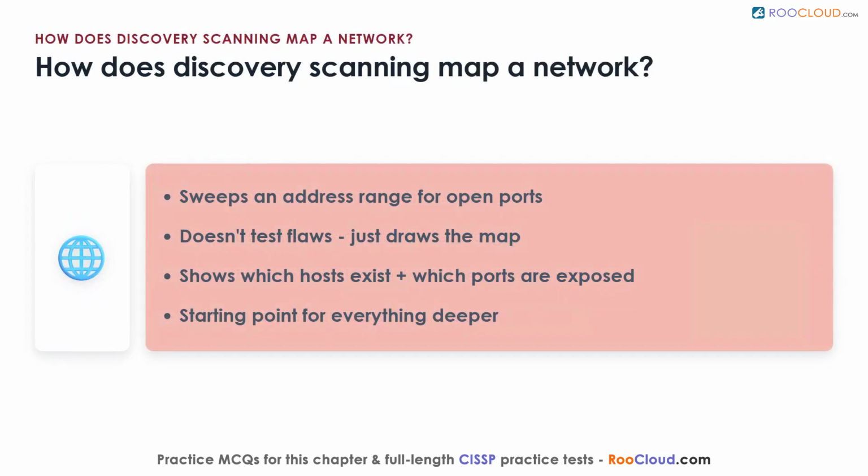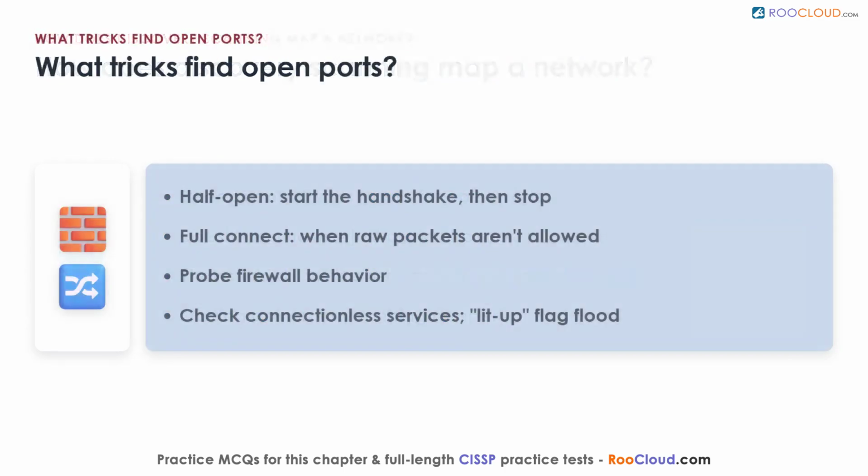How does discovery scanning map a network? It sweeps a range of addresses looking for systems with open network ports. A discovery scan does not test for vulnerabilities itself. It simply draws the map, showing which hosts exist and which ports the firewalls along the path leave exposed. That map is the starting point for everything deeper. Think of a burglar first walking the block to note which houses have doors and windows before ever trying a handle. What tricks does a scanner use to find open ports?